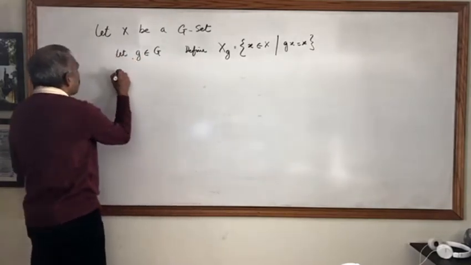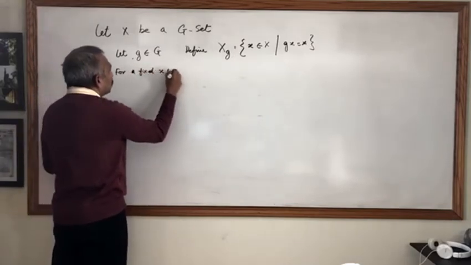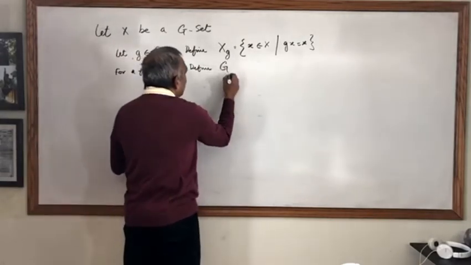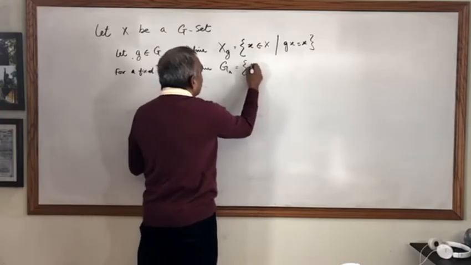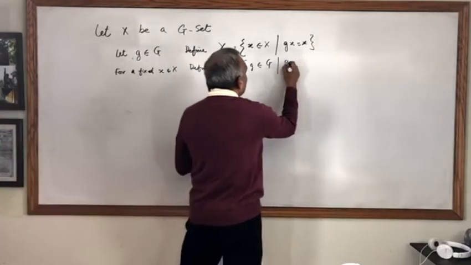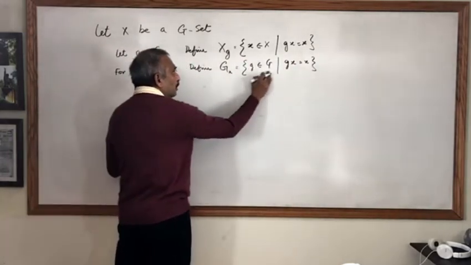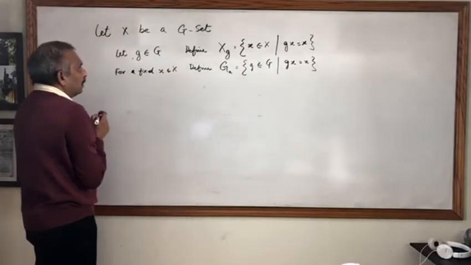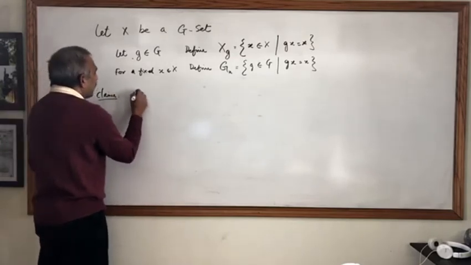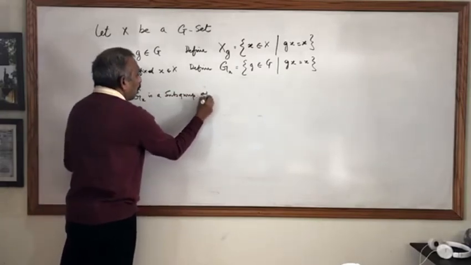And for a fixed x belonging to X, define G_x as the set of g belonging to G such that gx equals x. x is fixed by those elements of G. So the first claim is G_x is a subgroup of G.